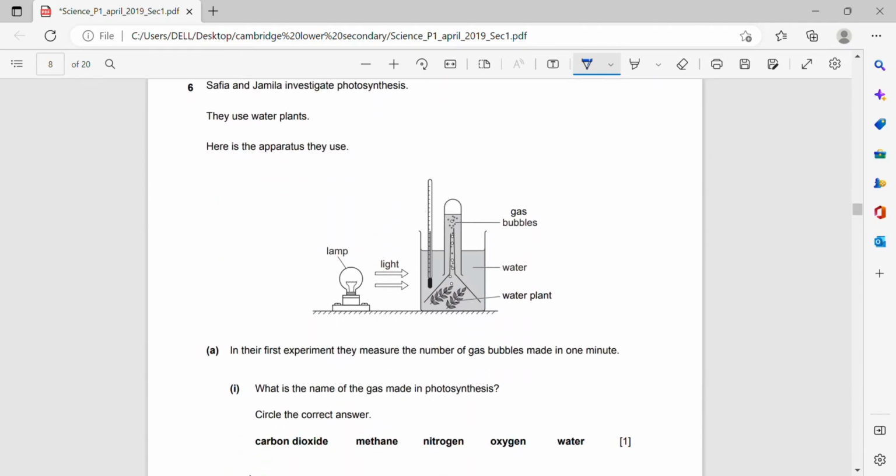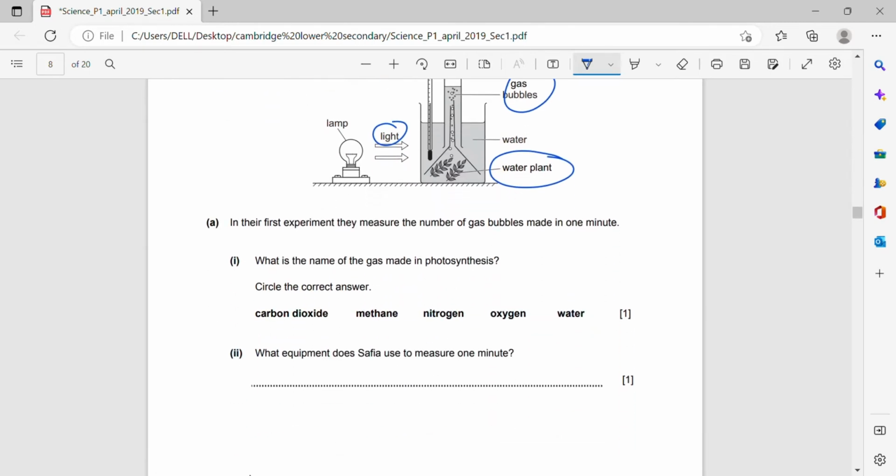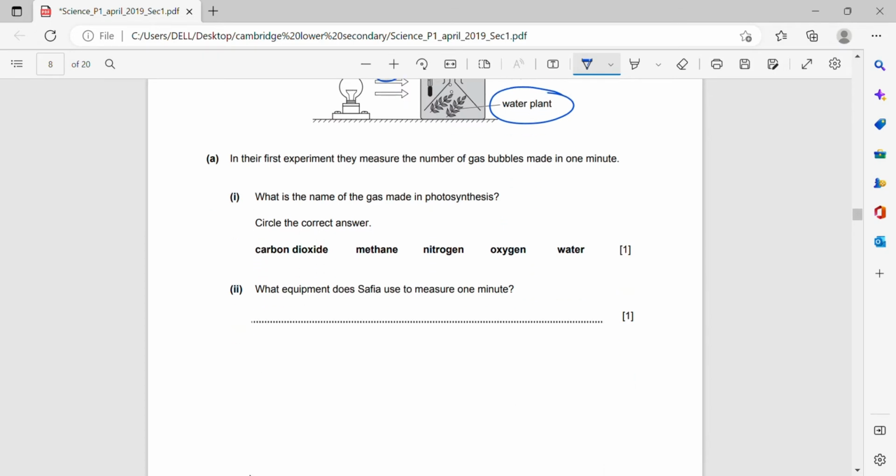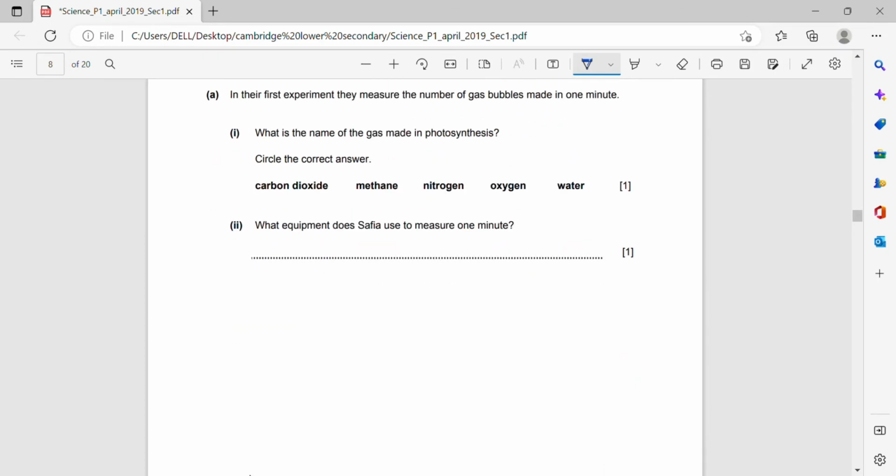Question 6. Sophia and Jamila investigate photosynthesis. They use water plants. Here is the apparatus they use. يبقى عندي هنا في apparatus وبيعملوا investigation على photosynthesis, by which it's the process by which the plant makes its own food. واستخدموا water plant. اوكي وهنا عندي source of light، بعدين لقيت gas bubbles. In their first experiment, they measured the number of gas bubbles made in 1 minute. What's the name of the gas made in photosynthesis? The first question. Second question, what equipment does Sophia use to measure 1 minute?